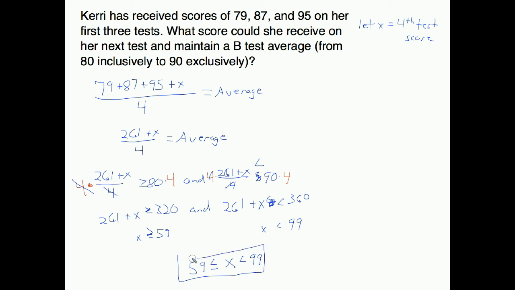Let's just think about this for a second more. If she gets 100, that would actually bump her up to an A. If she gets 58 or lower, that would bump her down to a C and maybe even lower, depending on what she gets.